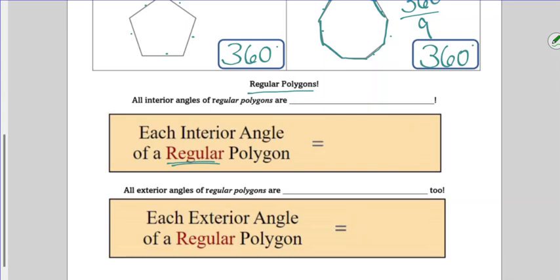So all the interior angles of a regular polygon are congruent, which is really what I just said in a different way. The exterior angles of a regular polygon are also congruent.